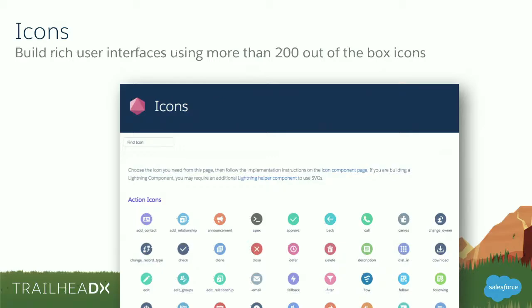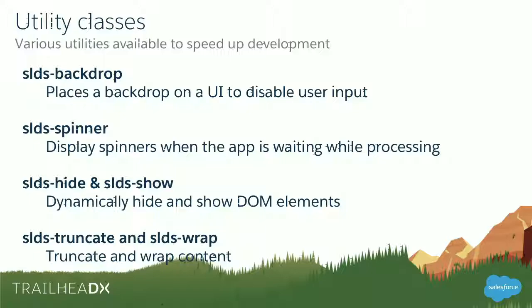Icons. I cannot say this enough. We have more than 200 icons available for you, right? And icons are very, very important in the mobile world. Visual cues are more important than all the text information, right? So for icons, just use the Lightning icons component, and you'll be able to use more than 200 icons.